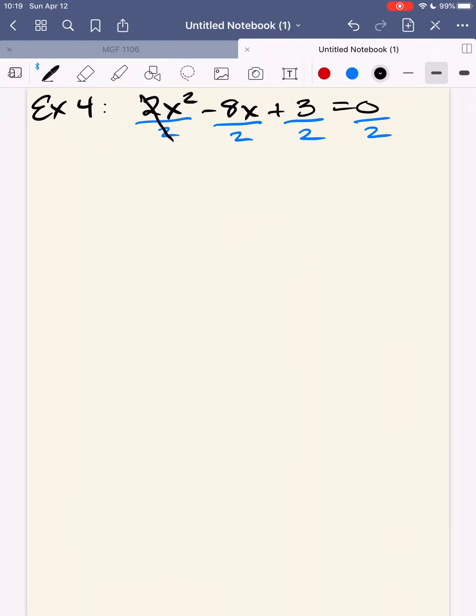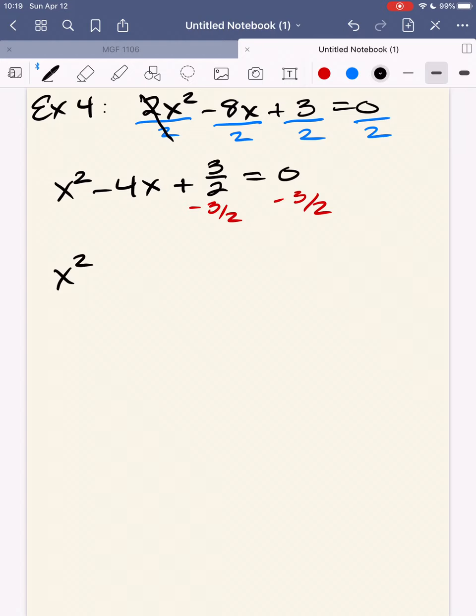That's going to get rid of this, leaving me with just x squared. Here it's going to leave me with a minus 4x, because 8 divided by 2 is 4, plus 3 over 2. It's a fraction, sorry. Is going to be equal to 0, because 0 over anything is just 0. It doesn't change the other side at all. Okay. I need to subtract 3 over 2 from both sides. Which leaves me with x squared minus 4x, leave my big gap, is equal to negative 3 over 2.